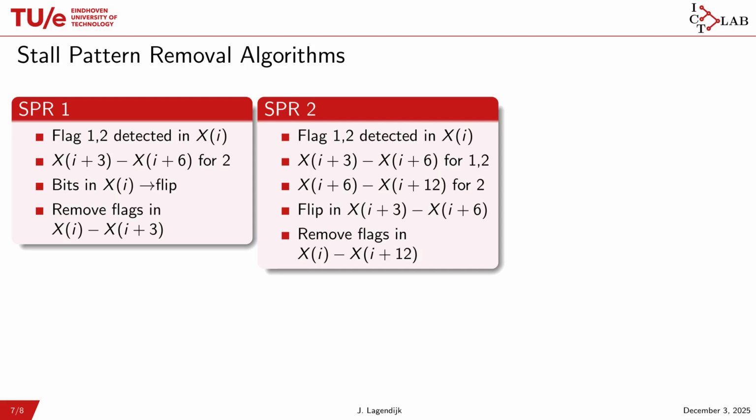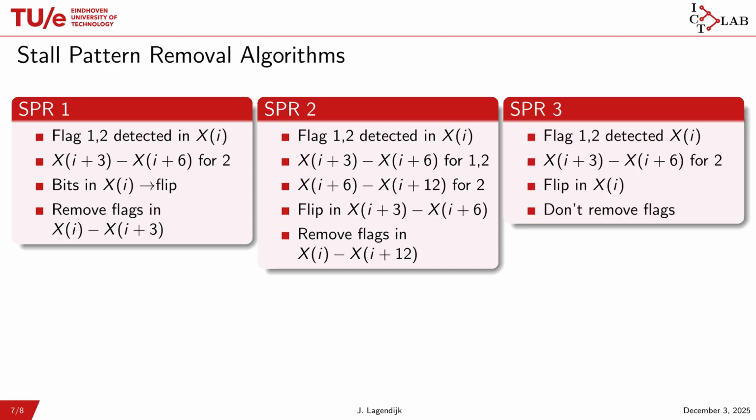Then SPR2 is very similar. The only big difference is that rather than flipping bits in the initial chunk, you flip bits in the next, associated chunk. So you look further ahead in time, and you again remove the flags. And then SPR3, which is just a variation from reference 3, you now also accept a miscorrection as part of a correction loop, as a valid target. That's the only change, but this lowered the error floor significantly because it removed some trailing smaller stall patterns that would get stuck if you only applied SPR1 and SPR2.